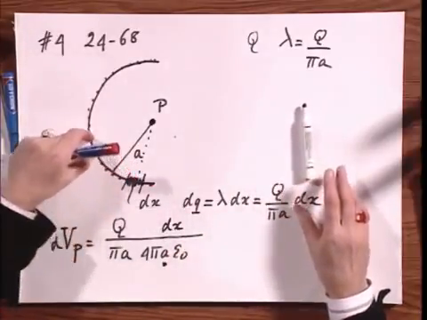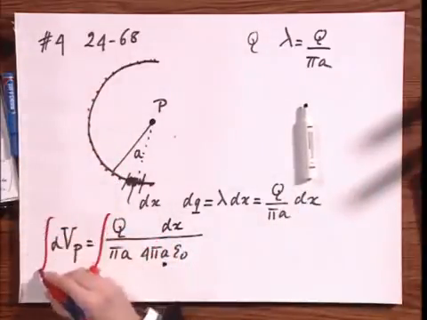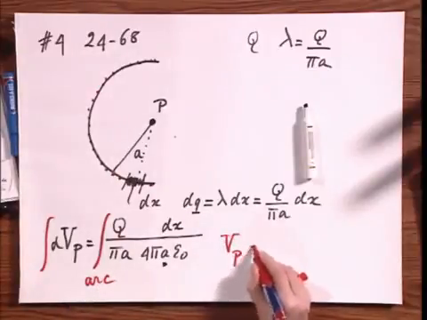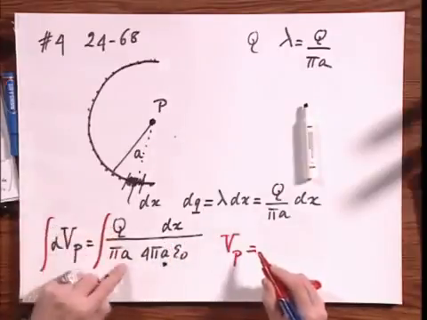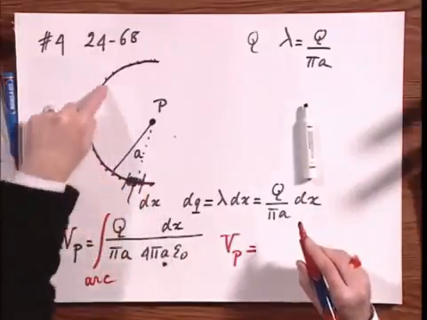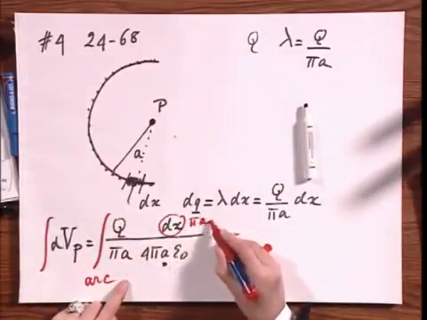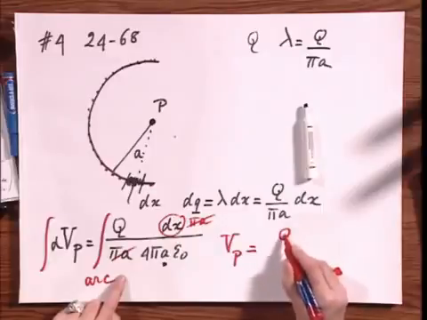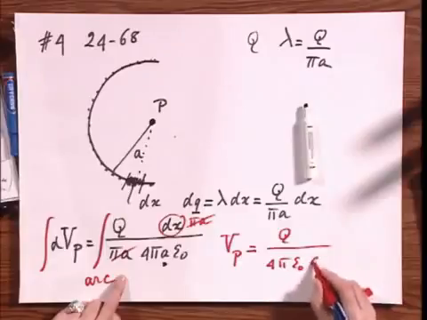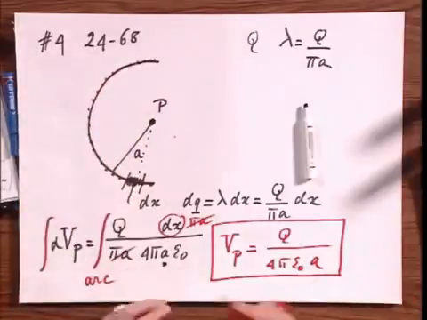But now I have to add all these elements dx. So that makes it easy. So I do an integral. And the integral has to be done along the arc. And that would give me then that Vp is Q divided by pi A divided by this, times the integral along the arc of dx. But the integral along the arc of dx itself is pi A. So I lose the pi A, and so I get Q divided by 4 pi epsilon 0 times A. That would be the potential at this point P due to this half arc.